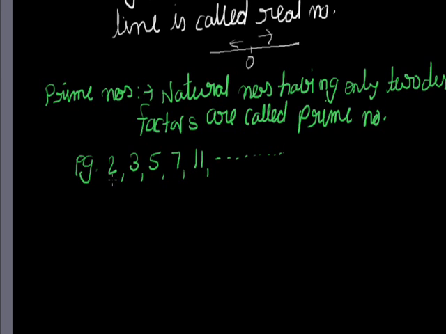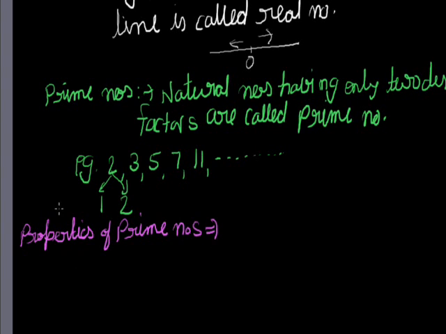Okay, if we observe these prime numbers, take 2: it has only two factors. One factor is 1 and the next factor is the number itself, that is 2. That's why it is a prime number. Now if you observe all the prime numbers, we can conclude some important properties of the prime numbers. Next let us write down the properties of prime numbers.